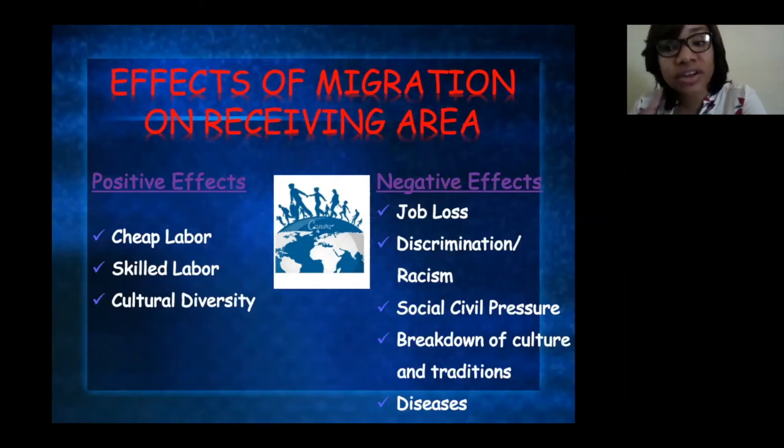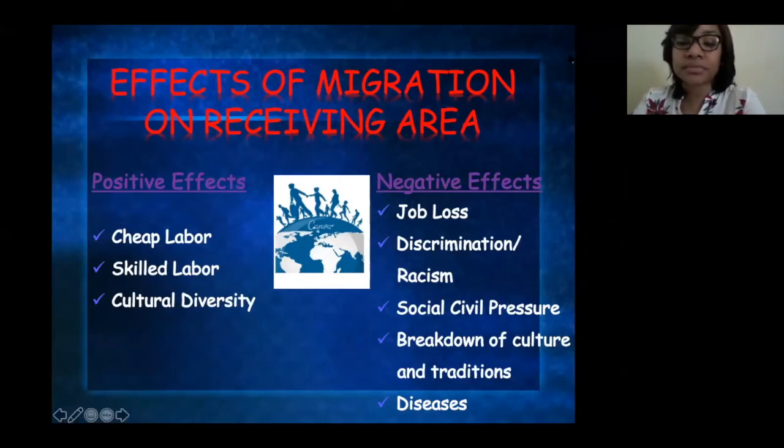When these areas are typically your developed nations, I'm going to come to that. Okay, we're going to have a lot of discrimination and racism actually happening. You're going to have some social and civil issues persons are going to be facing, social and civil pressure. You have breakdown of culture and traditions, okay? And of course, you're going to have a lot of diseases as well. So let's go through them.